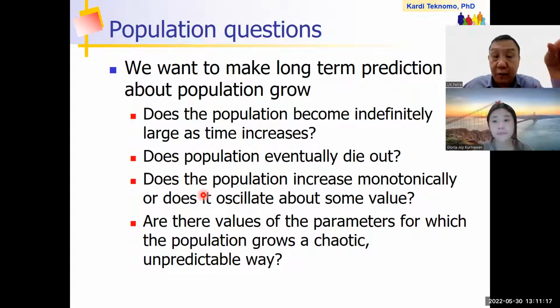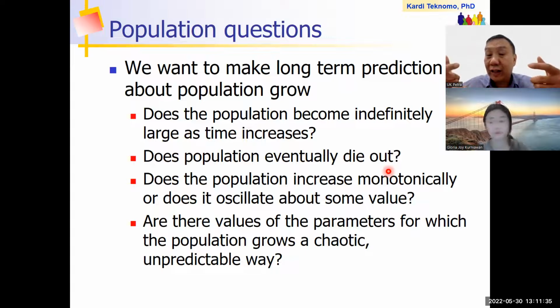In Lentera, I gave you several books there. At the top you can check. There are several books on difference equations, and you can see some of these books have several examples. That create that marriage structure in the society that eventually makes them die out. So it's possible. So does the population increase monotonically or oscillate about a certain value? Is there any parameter value for which the population grows in a chaotic, unpredictable way? So these are some population questions.